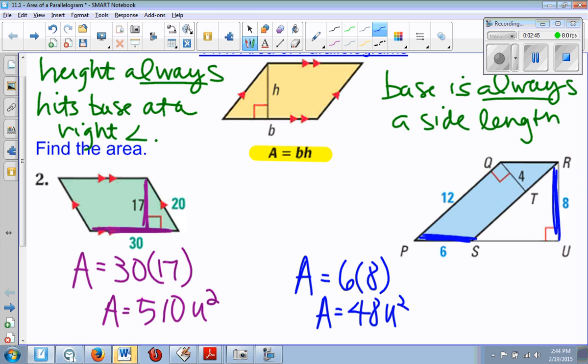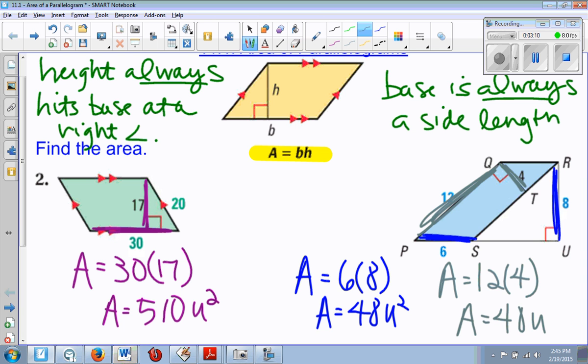Now, is that the only pair of lengths I could use as the base and height? In this picture, it's not. This 12 out here could also be listed as the base, and notice that this length here of 4 hits it at a right angle. So if I wanted to, I could say the area of the parallelogram was a base of 12 and a height of 4, which still also gives me an area of 48 units squared. So there are actually two different ways I could have found the area of this particular parallelogram.